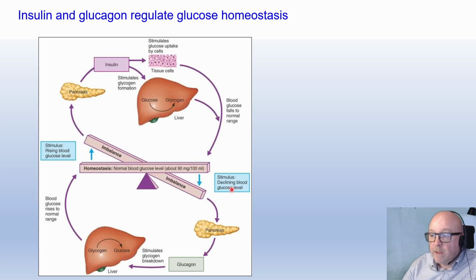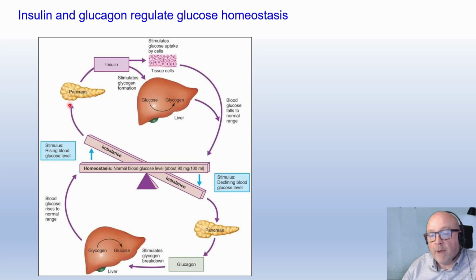We have decreasing blood sugar. This leads to stimulation of the pancreas, the alpha cells, which will release glucagon, which activates G protein coupled receptors in the liver, triggering the breakdown of glycogen to glucose. Glucose is released from the liver, blood glucose goes up, and in this case, and in cases of eating a lot of food, we get an imbalance with rising blood glucose levels going too high.